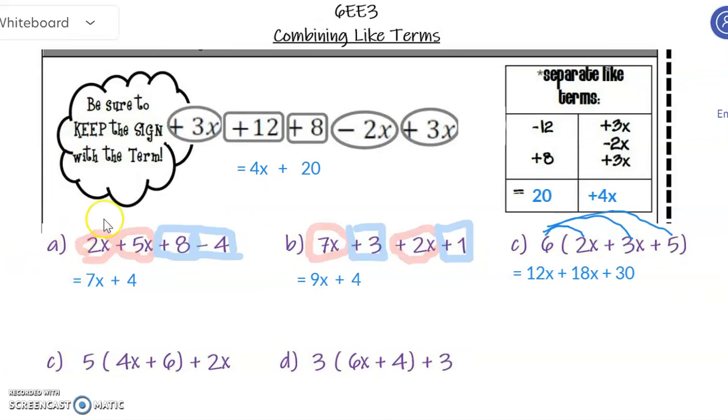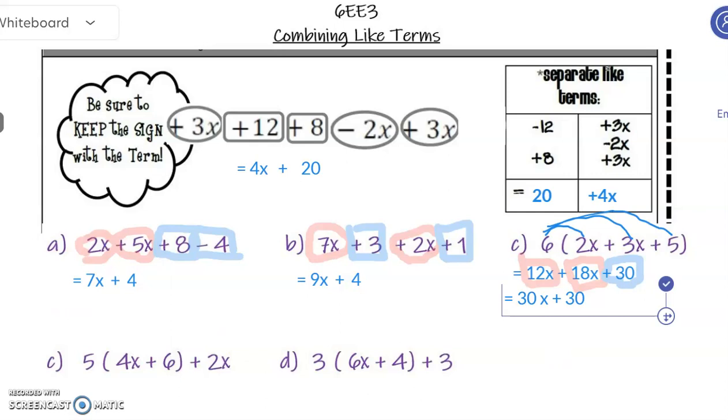So let's go ahead and find our coefficients of variables. I see a 12x here, and I see an 18x positive, and then the only constant I see is 30. So I end up with 12x and 18x is 30x, and then I end up with 30 as my constant because that just stays the same.